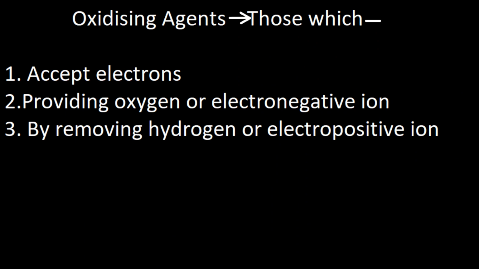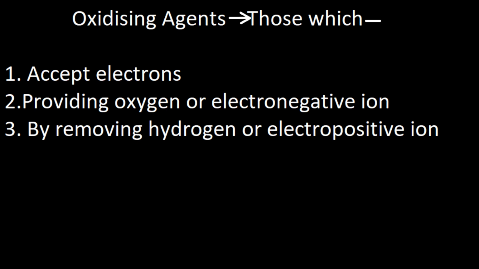I am sure that oxidation and reduction concept is clear. Now I am going to make you understand about the oxidizing agents and reducing agents. Oxidizing agents are those substances which accept electrons, which provide oxygen or electronegative ion, which remove hydrogen or electropositive ion.